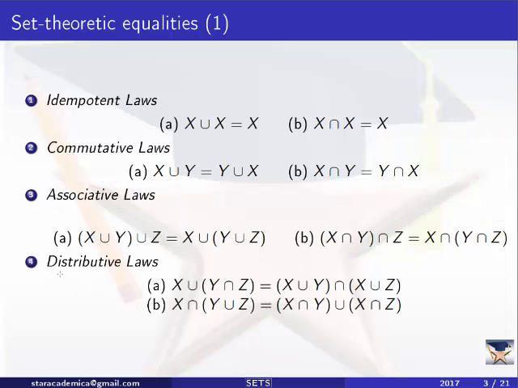Okay, next we have distributive laws. We can distribute union over intersection. So if you have X union (Y intersect Z), this equals (X union Y) intersect (X union Z). Or if you have intersection over union, X intersect (Y union Z) equals (X intersect Y) union (X intersect Z). So these are the same.